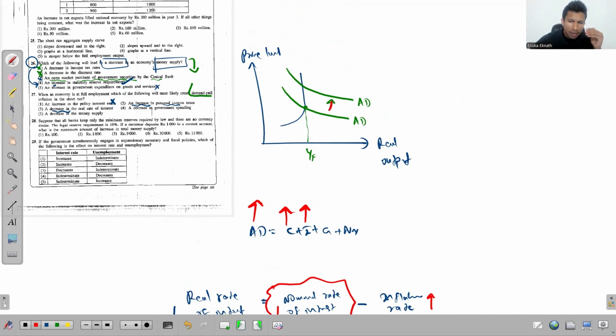See, aggregate demand increases. And when aggregate demand increases beyond the level that is needed to maintain this full employment level of national income, you will see this demand pull inflation in the economy.